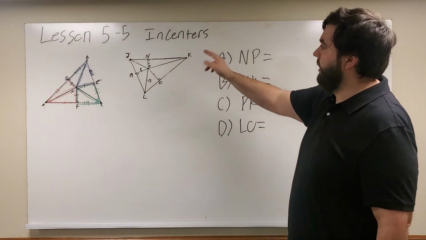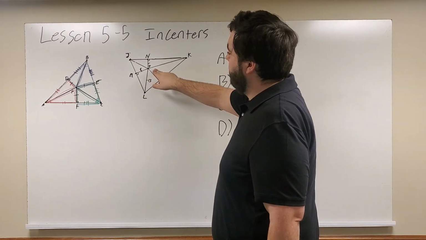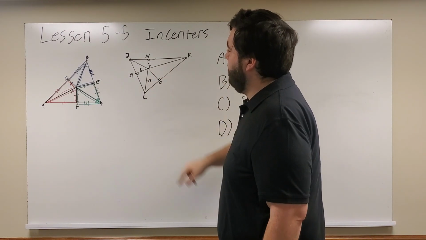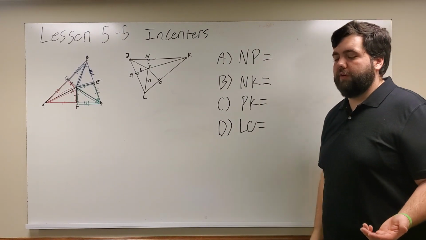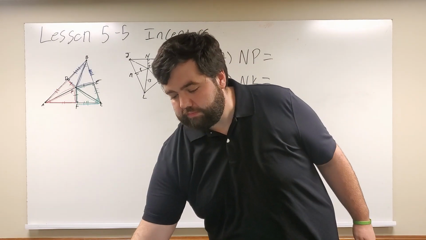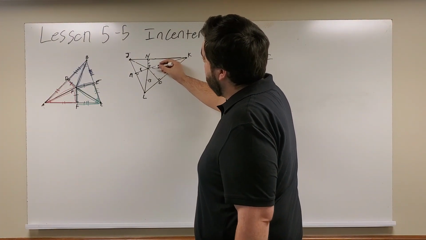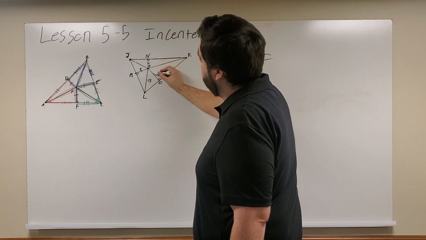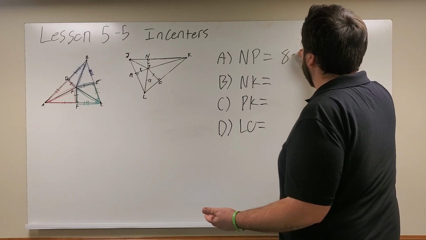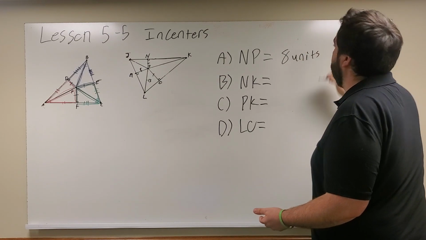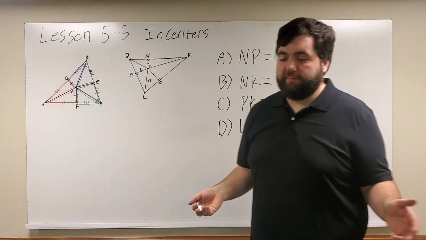And we have triangle JKL, and it gives us that MP is equal to 8 and LP is equal to 13, and asks us to solve for a few of our line segments. So, number 1 is NP. Well, NP, we know because this is an incenter, they're all the same. So right away, we can just say 8 units and be done.